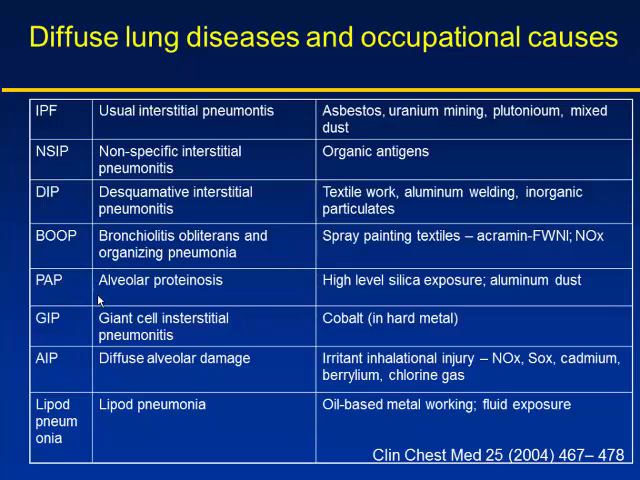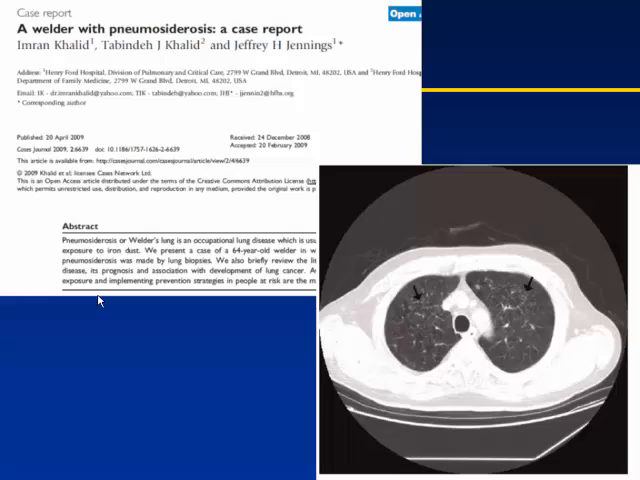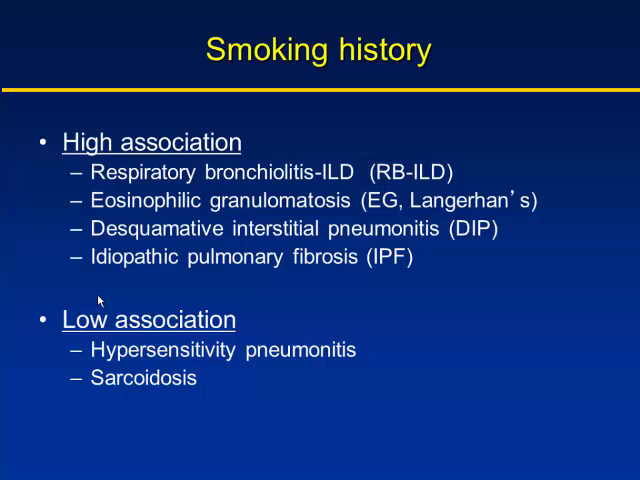Who took the boards this year? I think that was one of them. Silica causing that, right? Giant cell interstitial pneumonitis. I think that was this one. We had a previous fellow that did this one, so that's what that finding was, pneumocirrhosis.